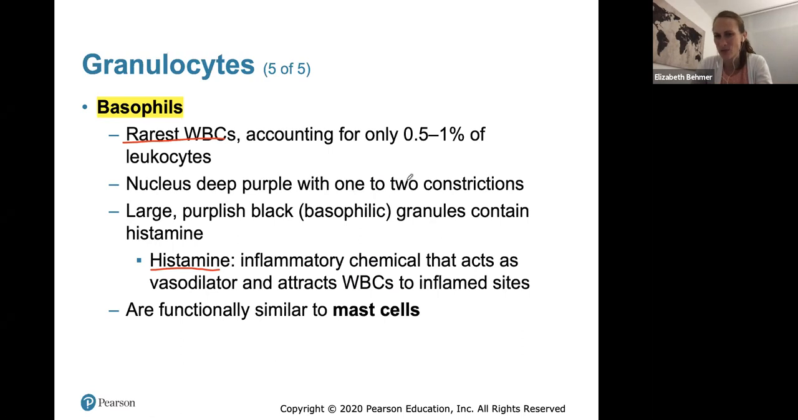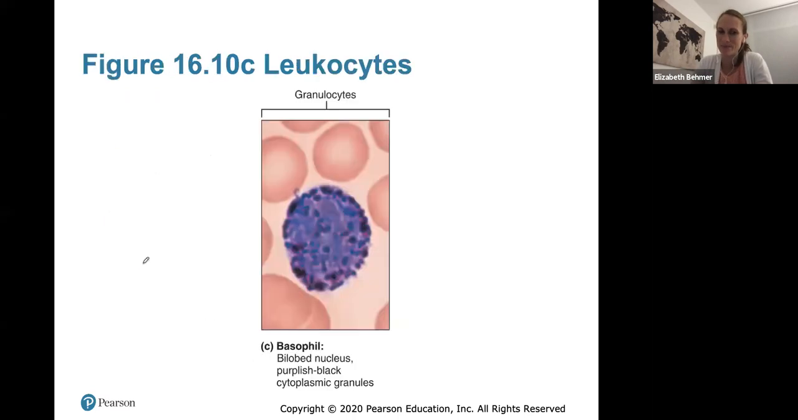So basophils will go to an area of infection and release histamine, and vasodilation from the histamine will cause increased blood flow to that inflamed site, which will bring more white blood cells to that area. Functionally similar to mast cells, but the big thing again, basophils are the rarest and they secrete histamine. And that's what a basophil looks like.